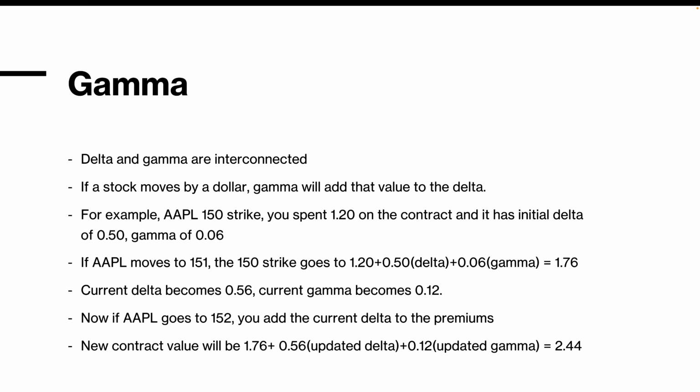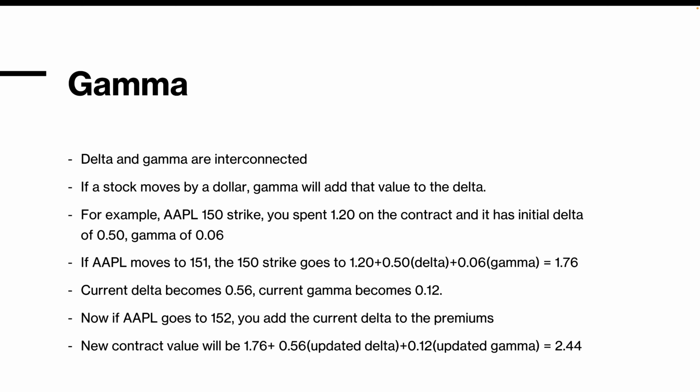So I told you before, the delta is not a constant value. It changes when the stock price moves in your favor. How much it changes is determined by gamma. Delta tells you the amount of money you make or lose for every single dollar move in the stock price. Gamma tells you the amount of money that will be added to or subtracted from the delta for every single dollar move. It all relates to the delta at the end. I'll give you an example.